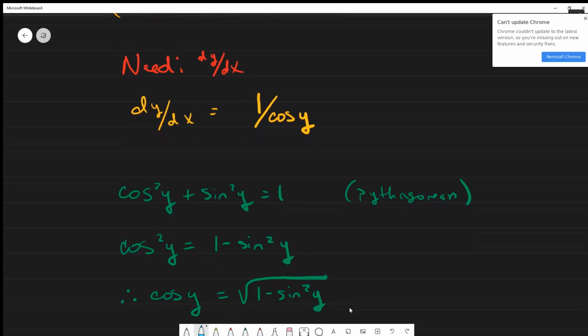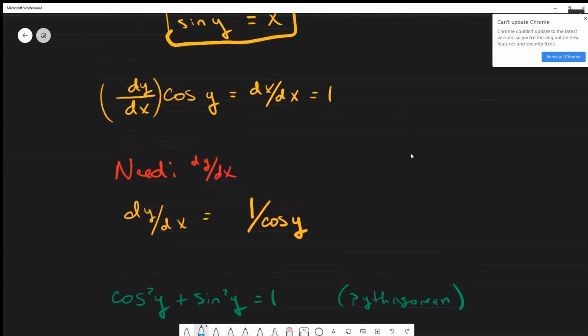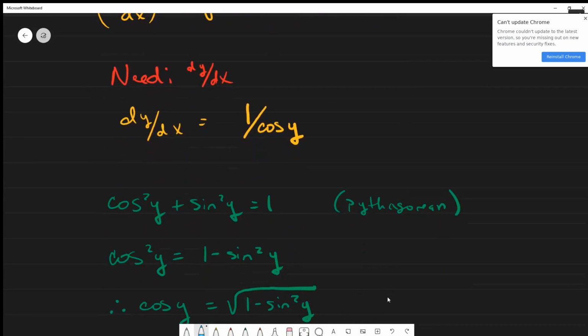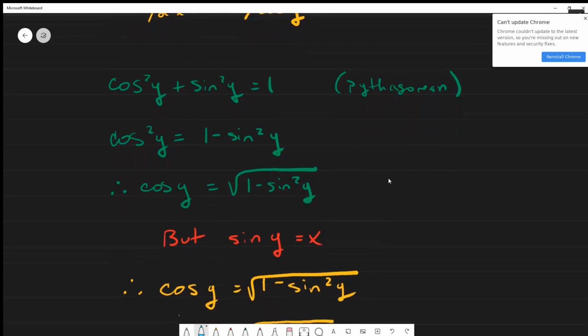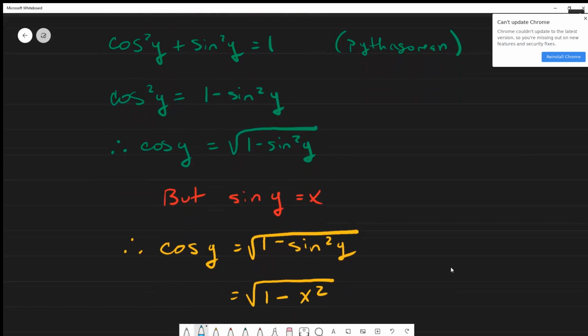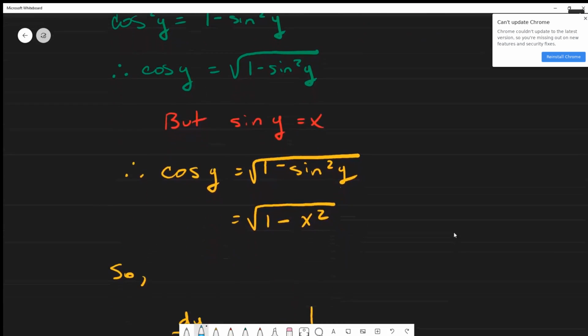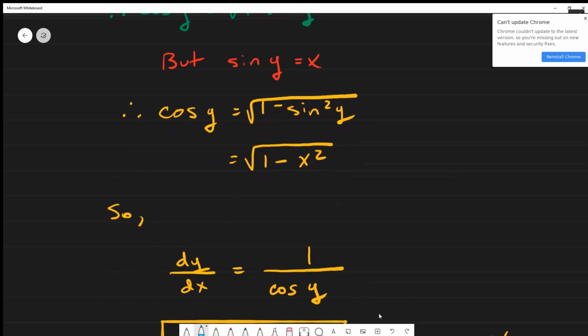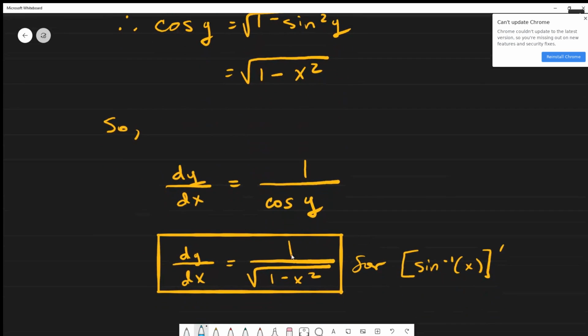Once we have this, we're still not really finished, but if we remember that at the beginning, we declared that sine of y is equal to x, then the square root of 1 minus sine squared of y is just going to be equal to the square root of 1 minus x squared. Once we have that, we have a closer idea of the derivative. The derivative dy/dx is going to be equal to 1 over cosine of y, which will be equal to 1 over the square root of 1 minus x squared. And that's the derivative of the arc sine of x.